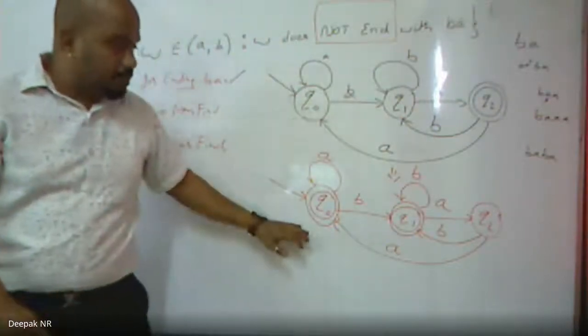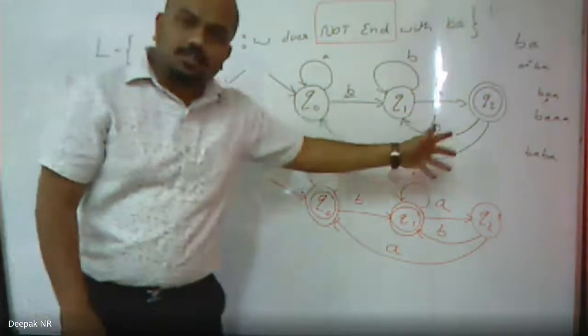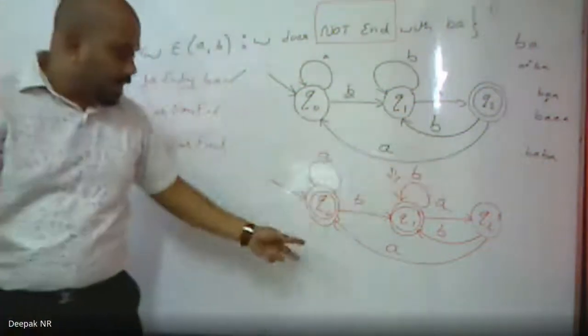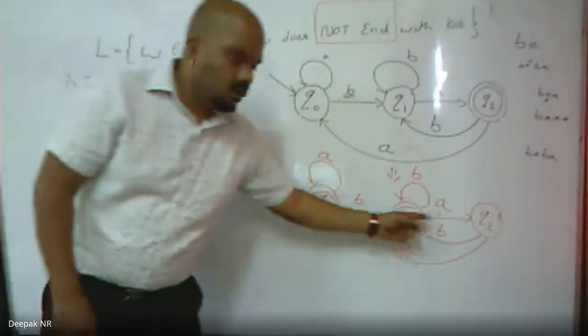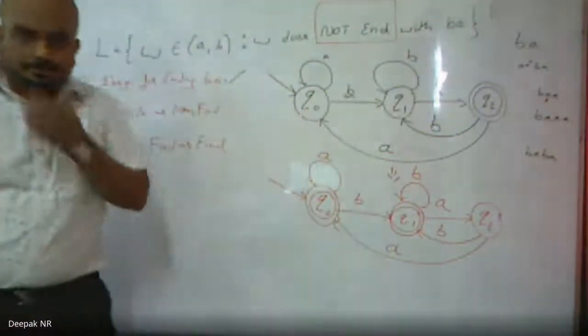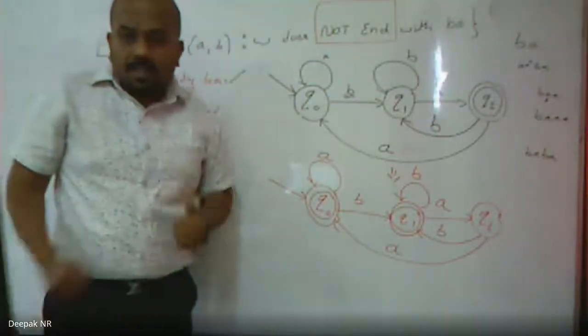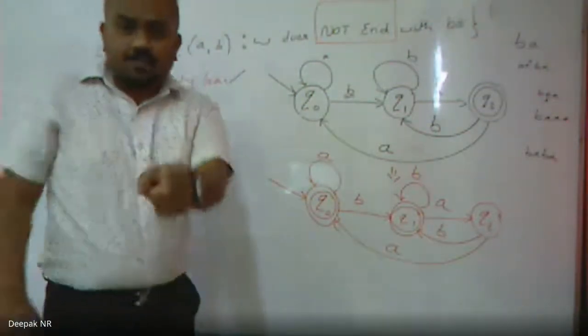So my next step is I make the non-final state the final state, and the final state a non-final state, and hence I made this a non-final state and this a final state. Is that clear, guys? Okay, now here goes the next question for you.